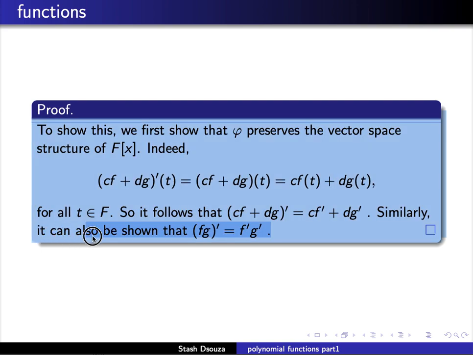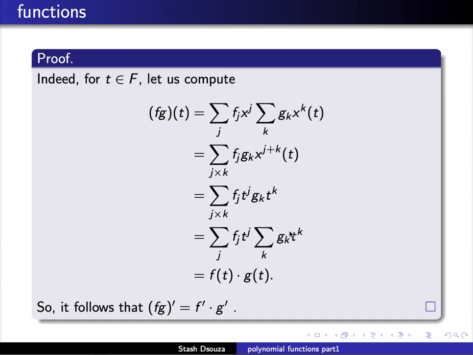So similarly, it can also be shown that (fg) prime is equal to f prime g prime, and we show that right now. Indeed, for t in F, let us compute. fg at t is given as the sum of f_j x^j over the indices j times the sum of g_k x^k over the indices k evaluated at t. This now gives f_j g_k times x to the power j plus k over the cross indices j cross k evaluated at t.